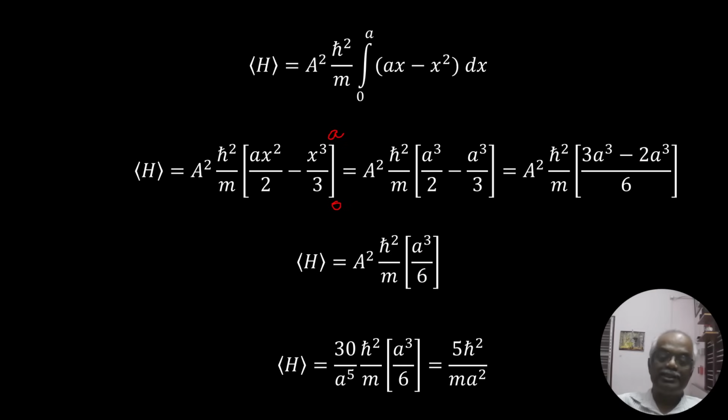Then you replace A squared. We have seen A squared is equal to 30 over a to the power 5. Now you can cancel this a to the power 5 with this a cubed, so this will become a squared. Then this 6 with this 30, you will get 5. So you will get 5 h cross squared over m a squared. Exactly the result we got in example 2.3.